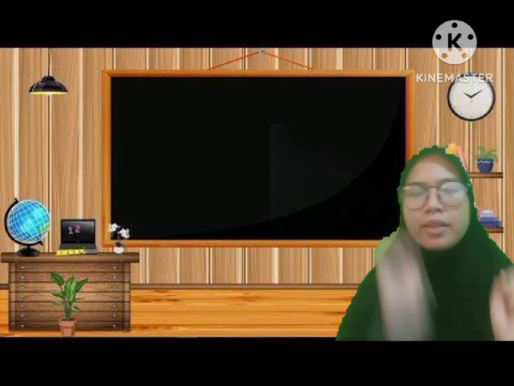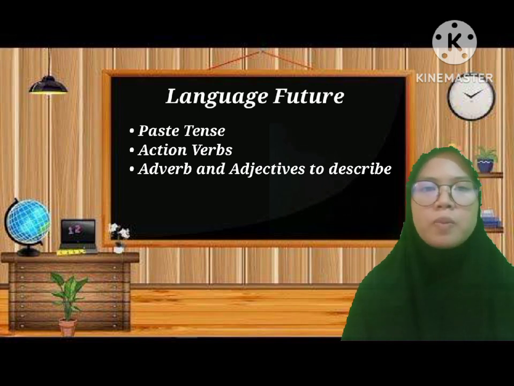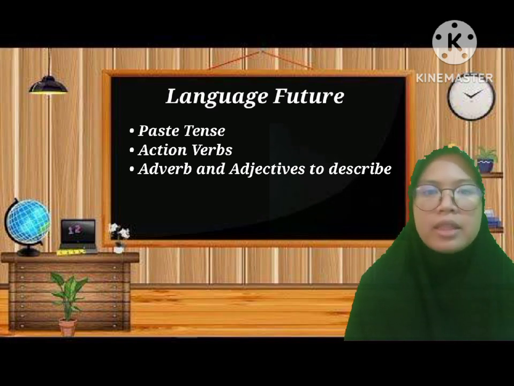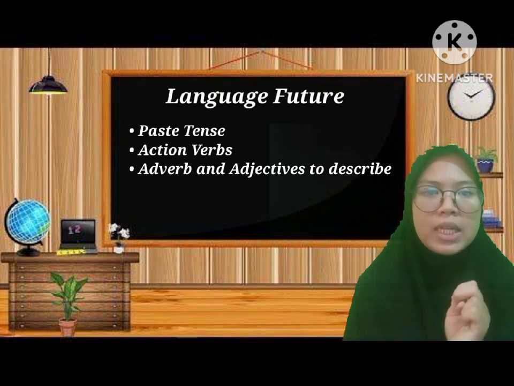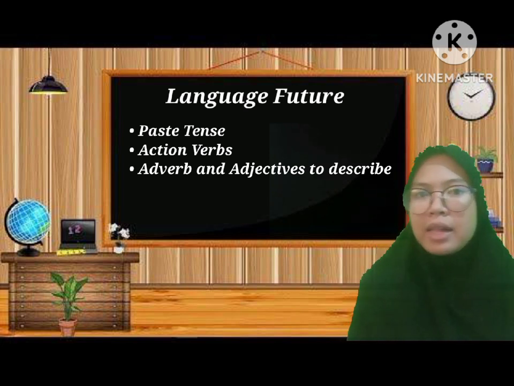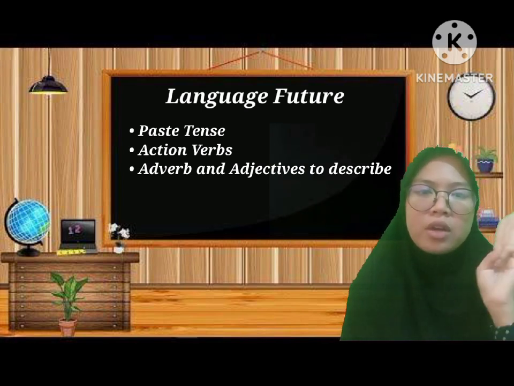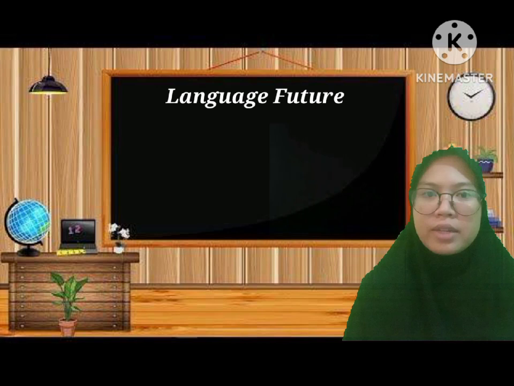And now we learn about the language features of narrative text. The first one is that it uses past tense. For example, the princess lived in the castle. The second one is that it uses action verbs. For example, the witch cast a spell. And the third one is that it uses adverbs and adjectives to describe. For example, bravely he fought the dragon.